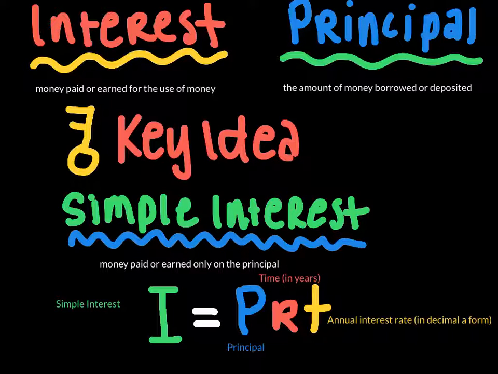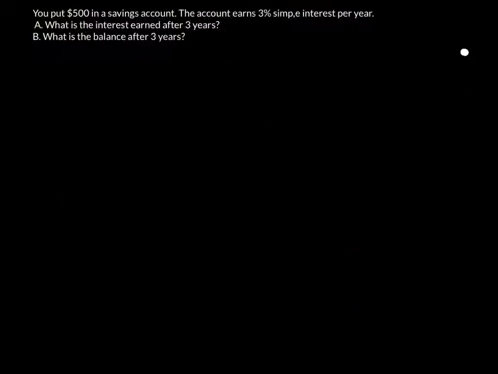So the equation is I equals PRT, which is simple interest equals the principal times the time in years and the annual interest rate in decimal form. We're going to be using this equation a lot today. So hopefully you will write this down somewhere and memorize it along with your percent equation, that you can use on other lessons too.